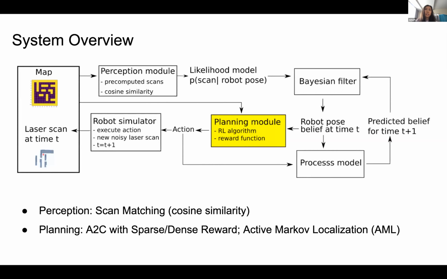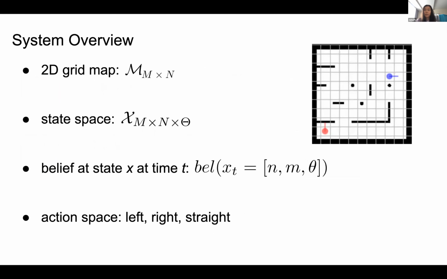So here's a quick system overview. The system consists of two parts, one on perception and the other on planning, which I'll explain in the next few slides. A few notes on notation: we're in a 2D grid world. This is a state space, which accounts for the coordinate as well as the orientation. The action space is that the agent is expected to move left or right or straight.